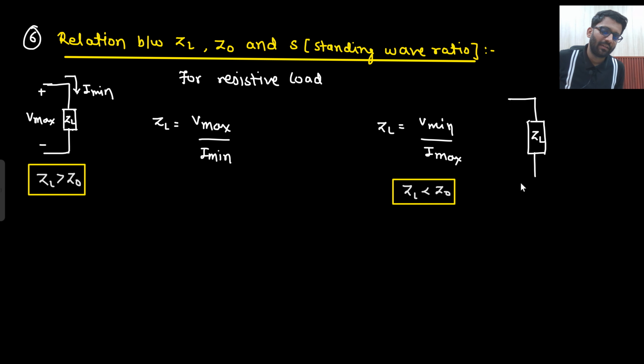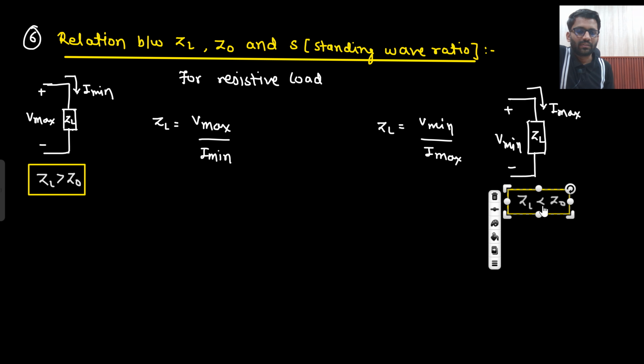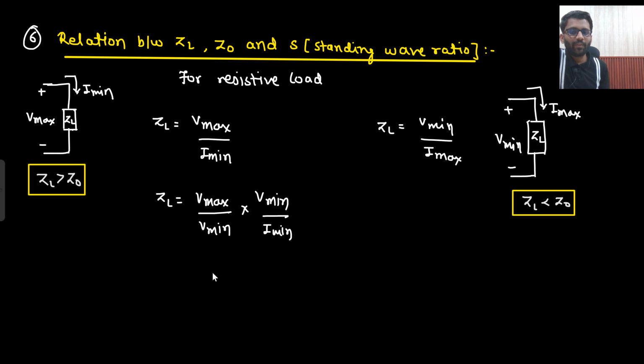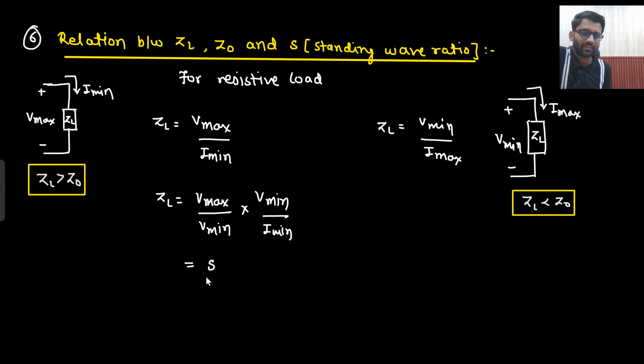This is my load ZL. So when the voltage reflection coefficient was negative, at load you are getting voltage minima and current maxima. So this will be your ZL equation: V min divided by I max. So this condition was for ZL less than Z naught. Now can I write it down in this manner, that my ZL is equal to V max by V min into V min by I min? Say yes or no. What will be V max by V min? V max by V min is equal to standing wave ratio S.